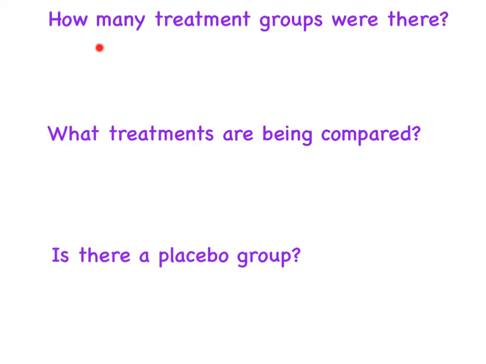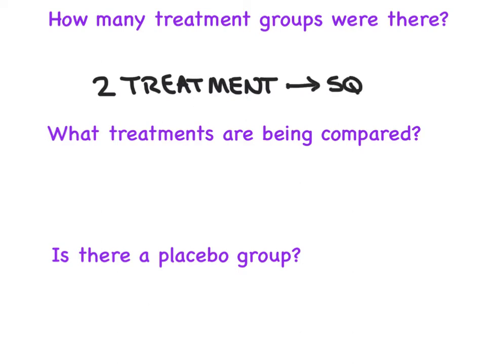Now that training group we had was then subdivided into 2 subgroups. So for me, I'm going to say that there were 2 treatment groups, and we'll say in this case one of them was for squats and one of them was for leg presses. Okay.